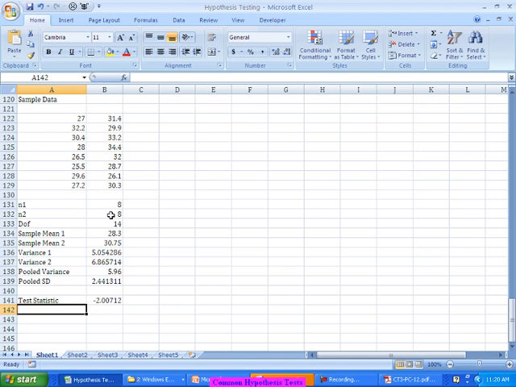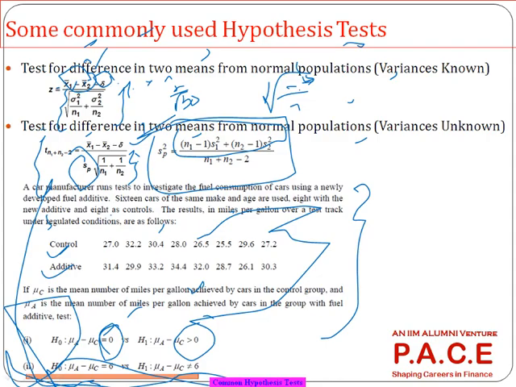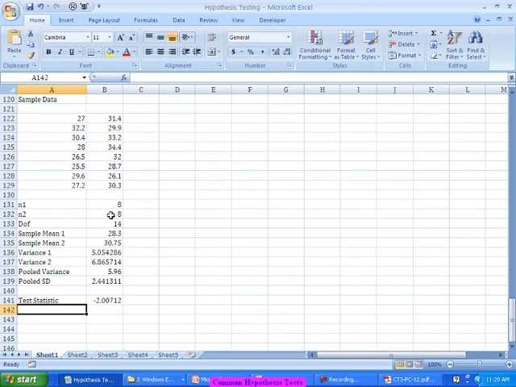Now what I can very well do is use this test statistic to compare with the critical value associated with the t-test, because this entire test statistic follows a t-distribution with n1 plus n2 minus 2 degrees of freedom. So I can very well find out the critical value by looking up into the t table.